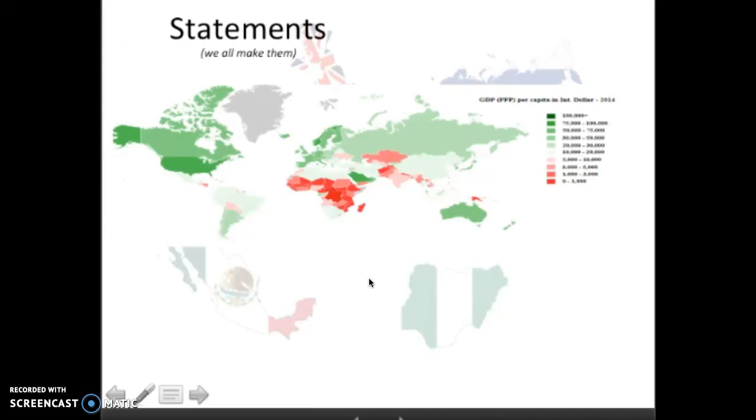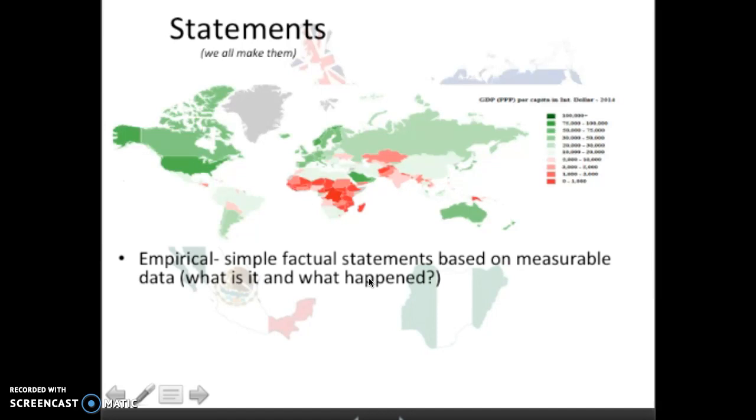When you're studying comparative government, or any political science really, you have to look at statements. So there's 2 types of statements. There's empirical and there's normative. So empirical, these are going to be your simple factual statements that you can prove based on data. An empirical statement would be the United States has a higher GDP per capita than Nigeria. Or the US has a GDP per capita of $54,000.